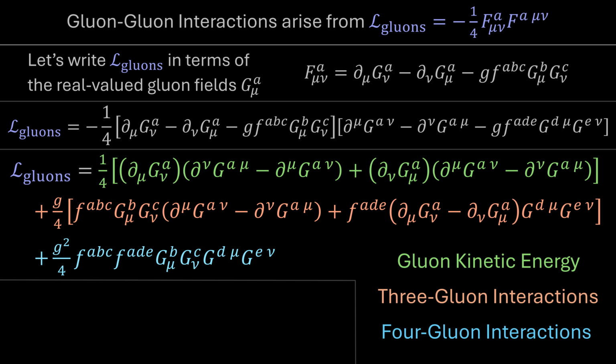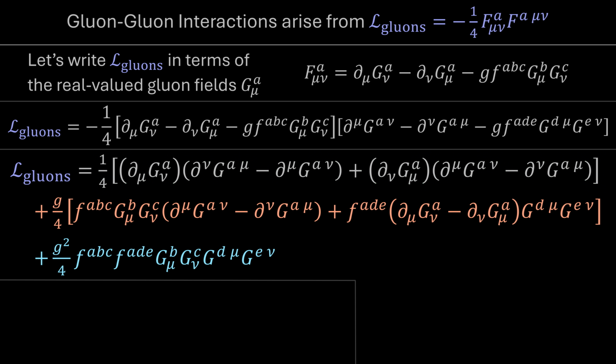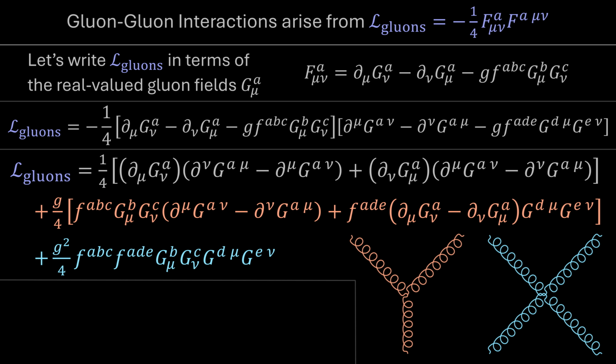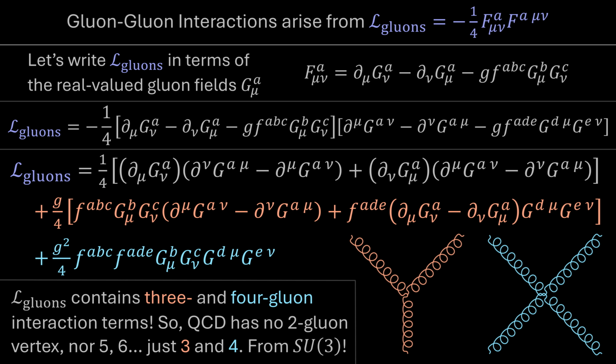And if you look at the blue term, you can see even more directly how that's a 4 gluon interaction, because you have the product of 4 different gluon fields. And so this is why, when you really get into QCD, and you start busting out the Feynman diagrams, you're going to encounter these 3 and 4 gluon vertices. But you're not going to find a 2 gluon vertex, or a 5 gluon vertex, or a 6 gluon vertex, but no, just 3 and 4.